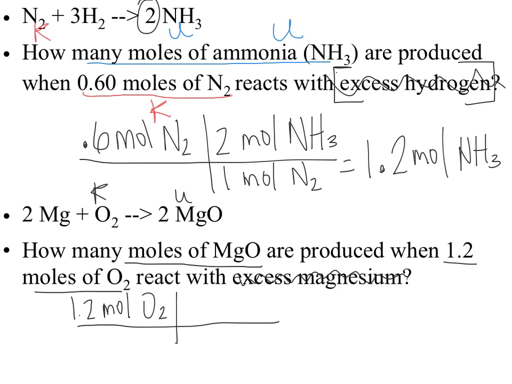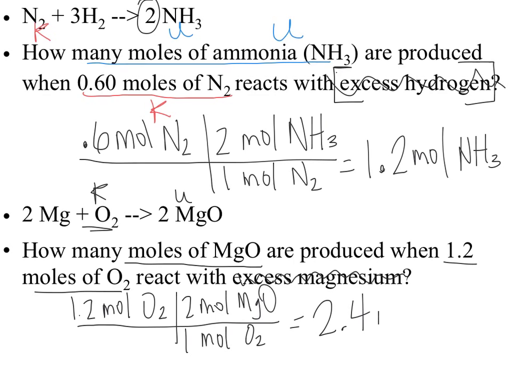I've got moles of O2 on the top. I need it on the bottom to get rid of it. Use that coefficient out in front in the balanced equation: 1 mole O2 to the 2 moles of MgO, magnesium oxide. So 1.2 times 2, we get 2.4 moles of MgO. Double check, everything cancels. Moles of O2, and I'm left with my moles of MgO, which is what I wanted in my problem. Okay, so those are mole conversions.